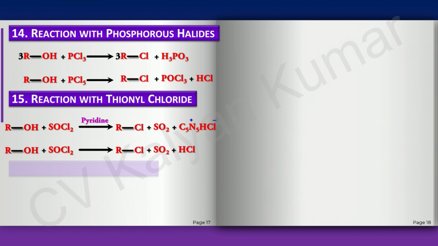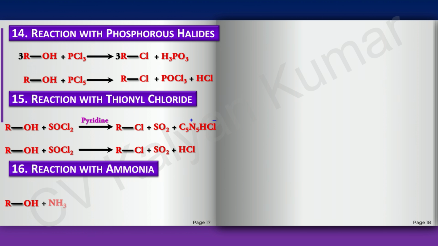Then comes reaction with ammonia. So you have an alcohol reacting with ammonia in the presence of Al2O3. Al2O3 is a dehydrating agent. So what do you think I'll get? You have to dehydrate. So you have to remove the OH and H of N, which means you'll get an amine, a primary amine.